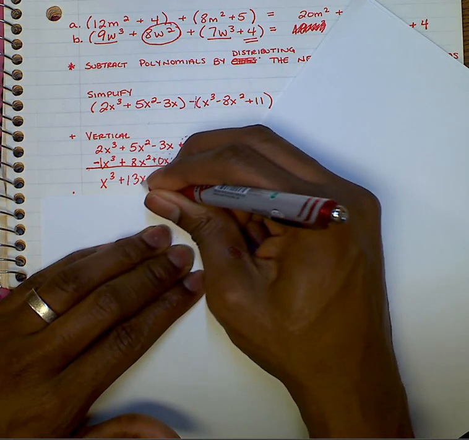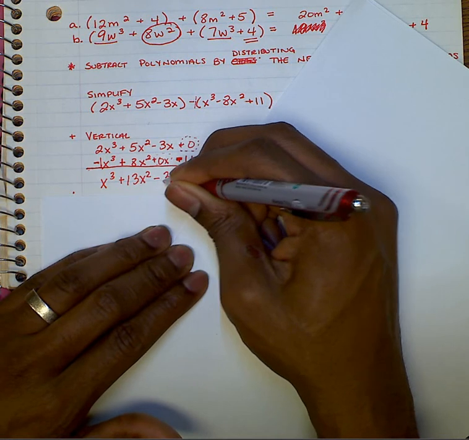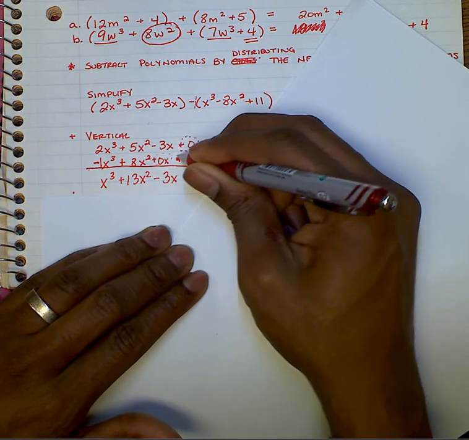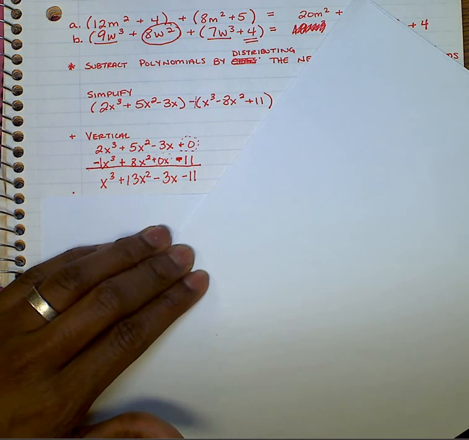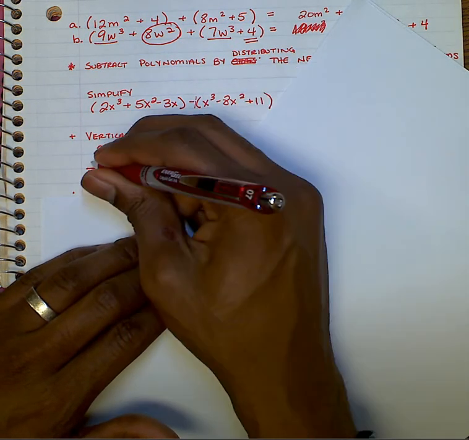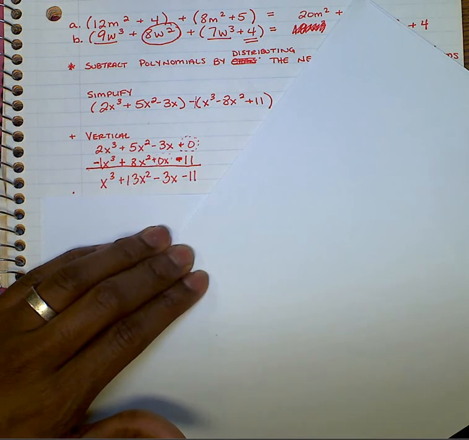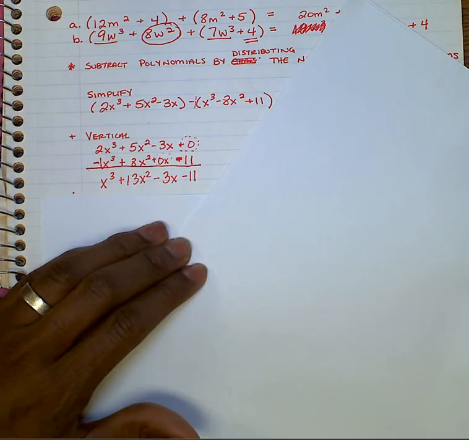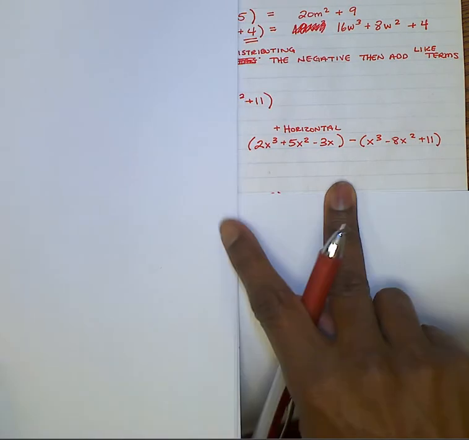Negative 3x plus 0x is negative 3x. 0 minus 11 is negative 11, or minus 11. Okay. So just recapping that, we distributed the negative here, changed all of our signs, and then added them. Okay. Distribute the negative, then add. Okay. And we'll do the same thing in the horizontal method.